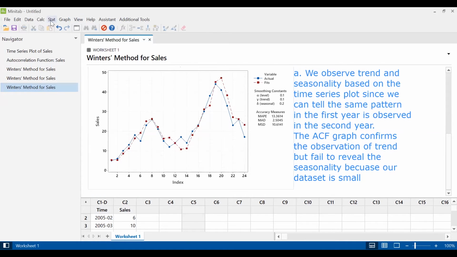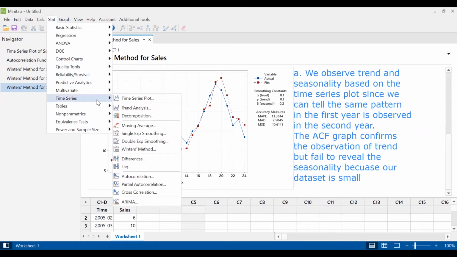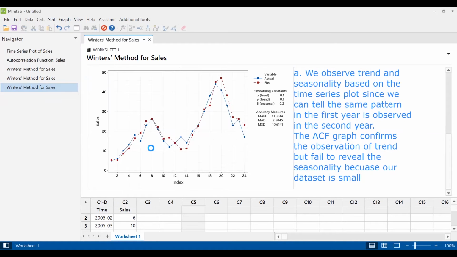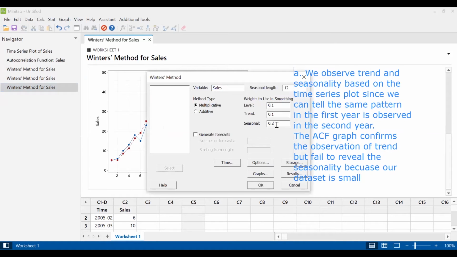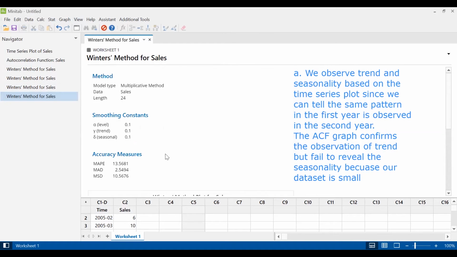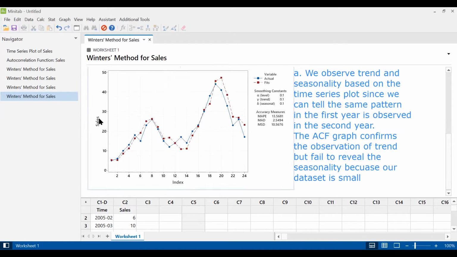So next, what if I change the last one to 0.1? Let's see what happens. So click OK. And it's 10.56 versus 10.61. Still makes the error smaller.